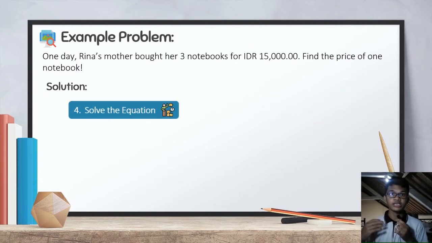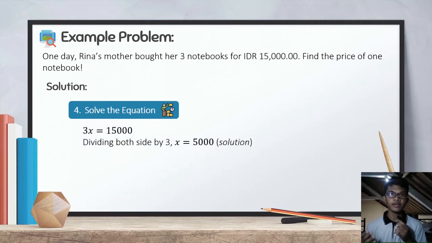Step 4. Solve the equation. Determine the value of the variable and use the result to find any other unknown quantities in the problem. From the equation, 3x = 15,000, dividing both sides by 3, we get x = 5,000.